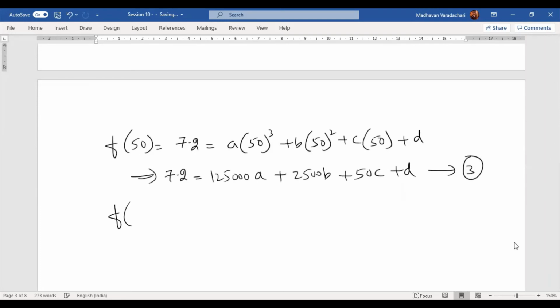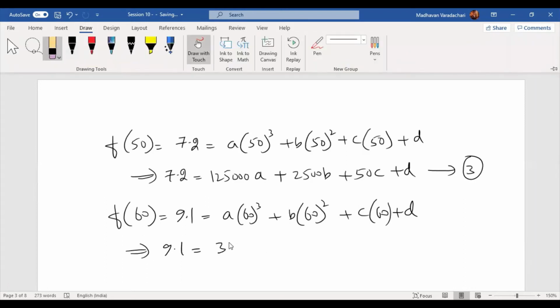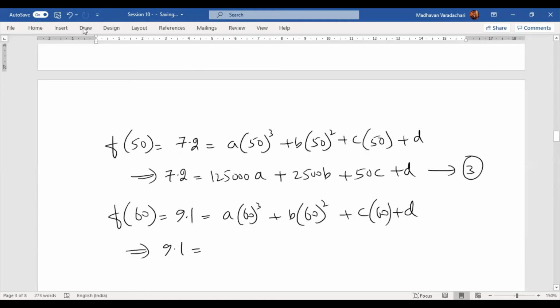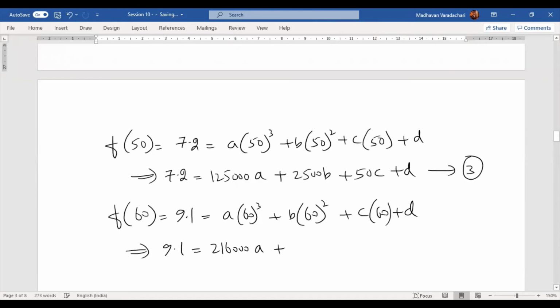Then f of 60 is given as 9.1, which can be written as A times 60 cube plus B times 60 square plus C times 60 plus D, which can be rewritten as 9.1 equal to 60 cube, 216,000 times A plus 3,600 times B plus 60 times C plus D. Call it equation 4.